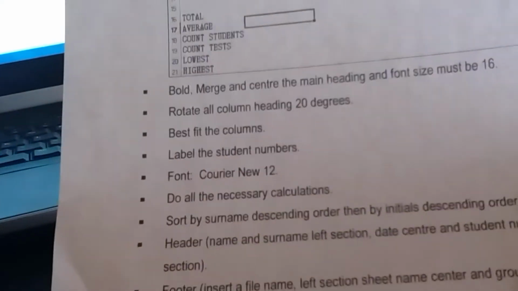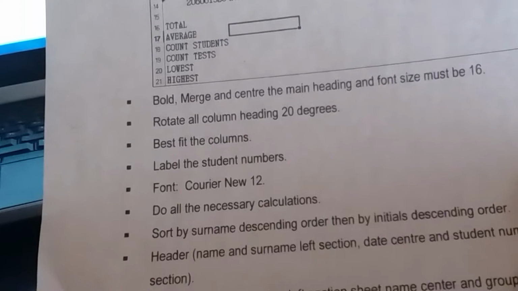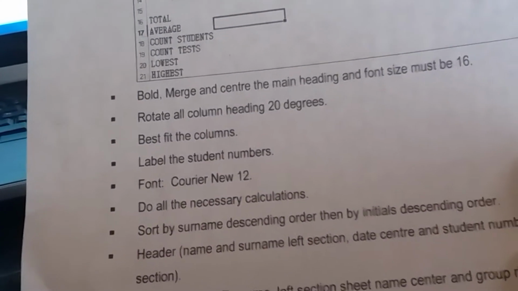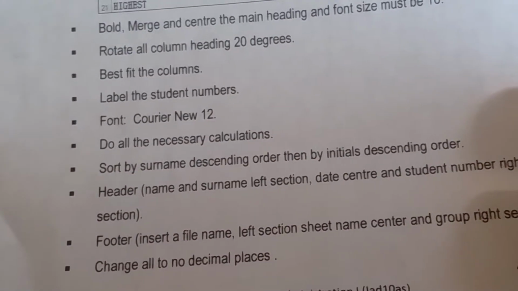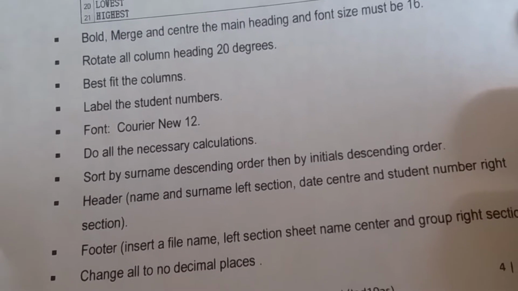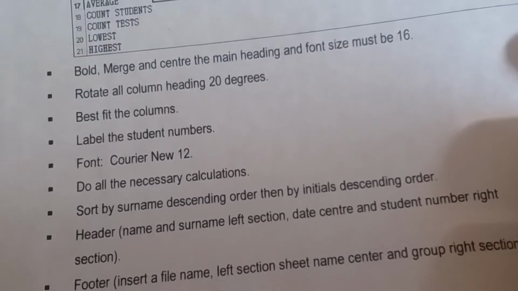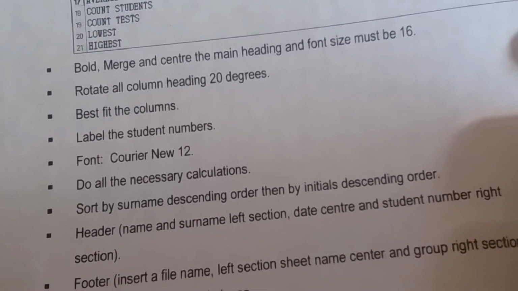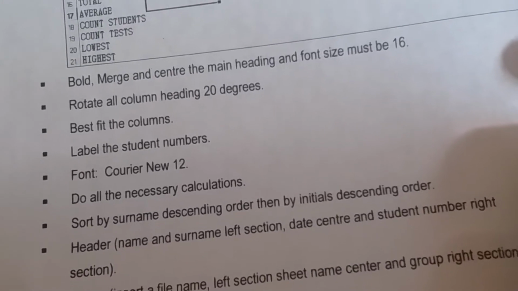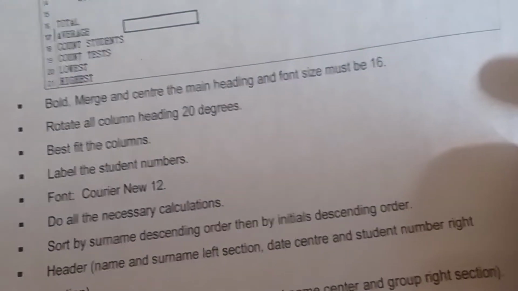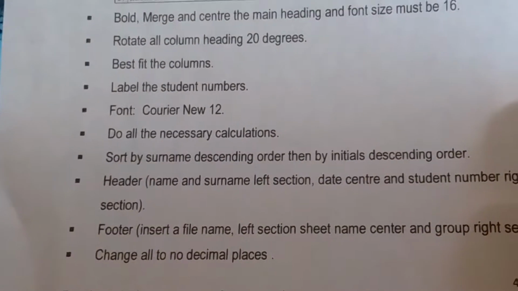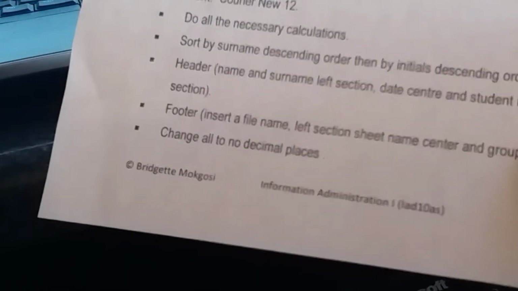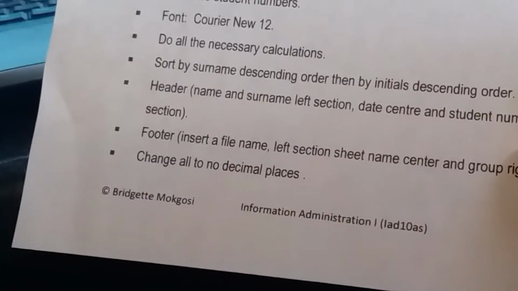And then the other instructions. They say rotate all column headings 20 degrees, and then you best fit the columns. You label the student numbers, and then the font is Calibri 12. Then you do all necessary calculations, and then you sort by surname ascending order, then by initials descending order. Then you have your header and a footer, and then you change everything to 0 decimals, and then alright, let's start.